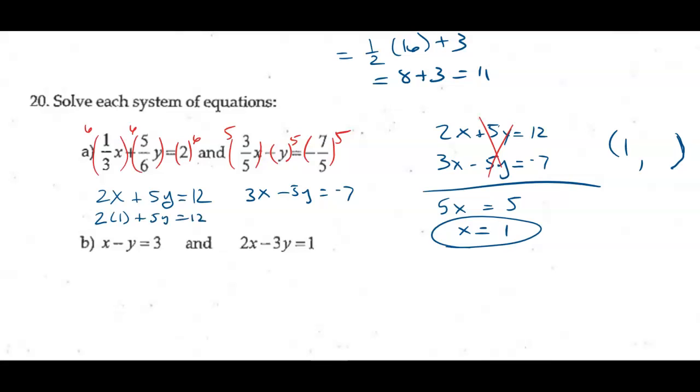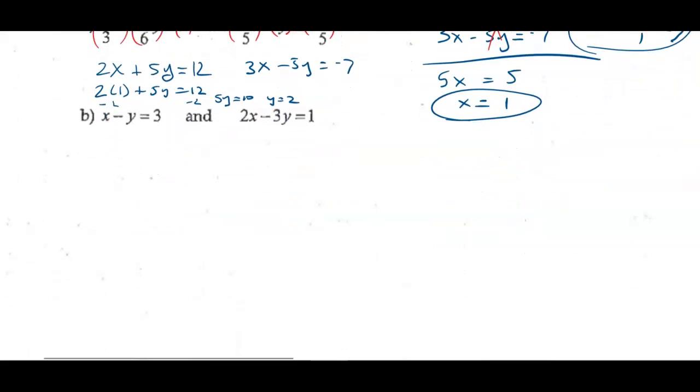So it gives me, that's 2. I'm going to subtract the 2 from both sides. Looks like I get 5y equals 10, so y equals 2. You can also plug it in here and see you get 3. Subtract 3, you get negative 5y equals negative 10, y equals 2. You get y equals 2 for either one. So there's your answer.